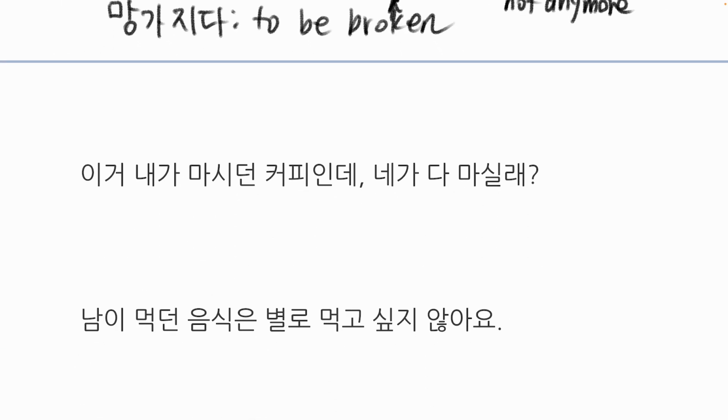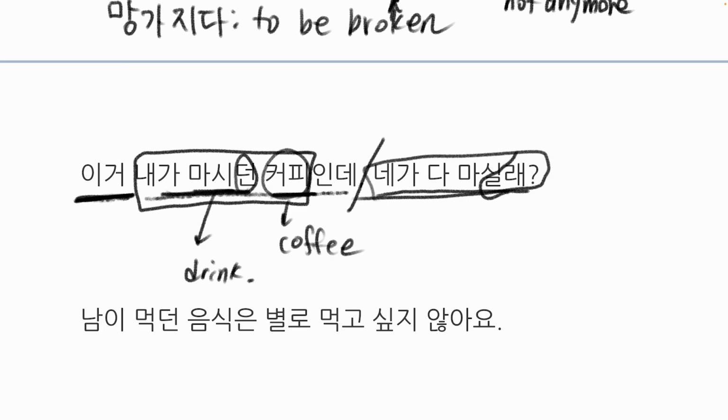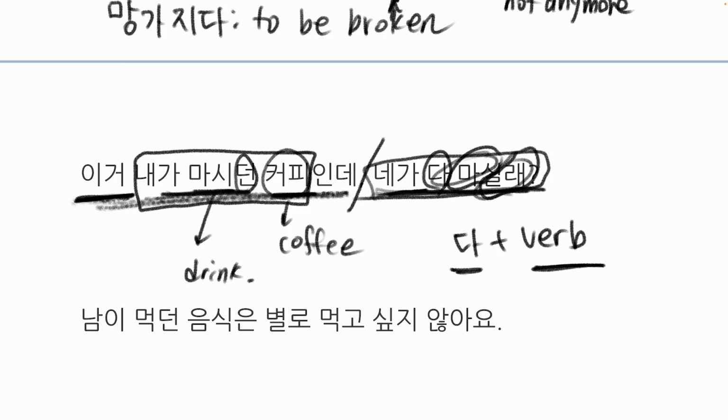And for the next one, 이거 내가 마시던 커피인데 네가 다 마실래? 내가 마시던 커피. So coffee, meaning coffee. 마시다, drink, right? So this is the coffee I drank. 네가 다 마실래? Will you drink all? So 다 plus verb also means to finish doing the verb. So will you finish it? According to context, you can guess that there's still leftover coffee, right?